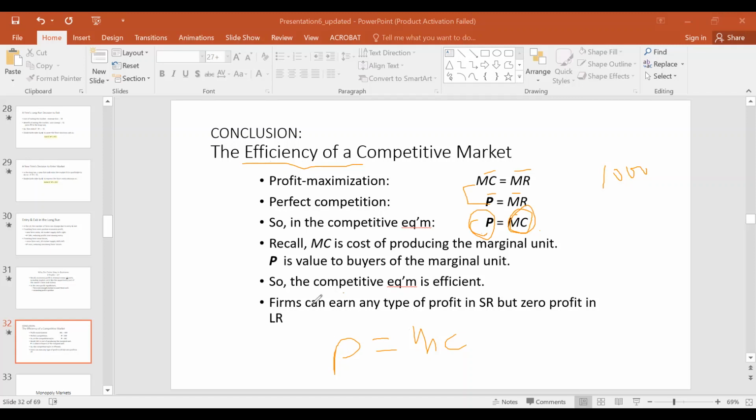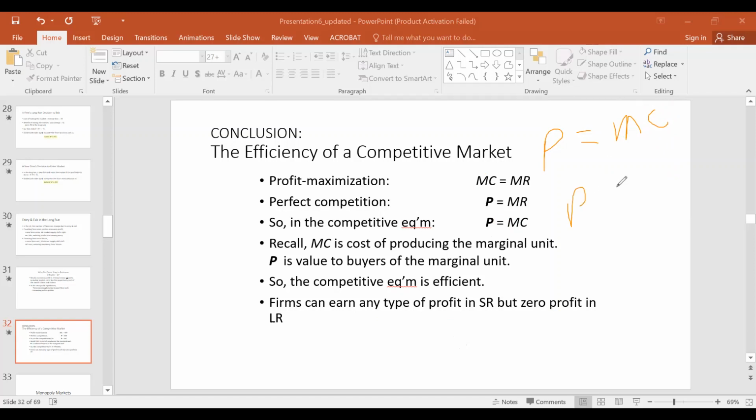And remember, firms can earn any type of profit in the short run, a loss or zero or positive profit. But in the long run, profit is just zero. Remember, if they ask you in an exam, is a competitive market efficient? Yes, because they produce where price is equal to marginal cost. How much society values the good is just how much it costs additionally to produce the good.